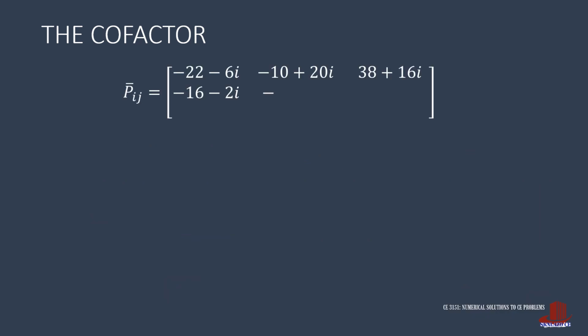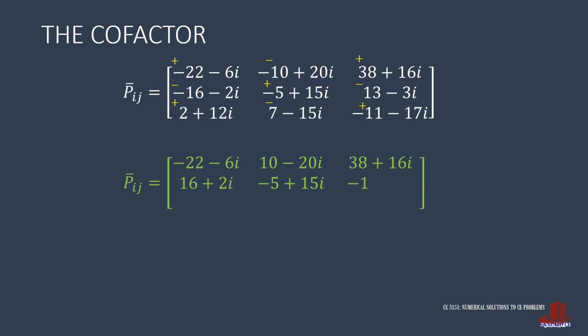After simplifying the elements, the last step of taking the cofactor is to take the alternating signs on each element, starting from 1, 1 as positive. Place alternating signs going to the right and downwards. These signs are the scalar of positive and negative 1, multiplied to the determinants, so the cofactor of P bar is created.